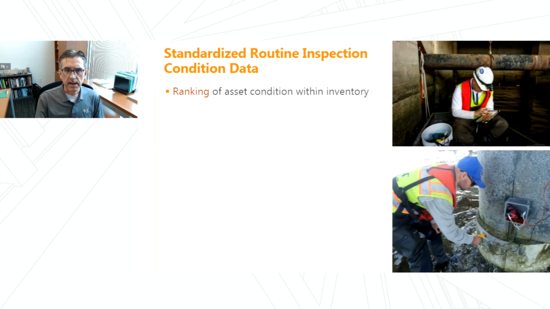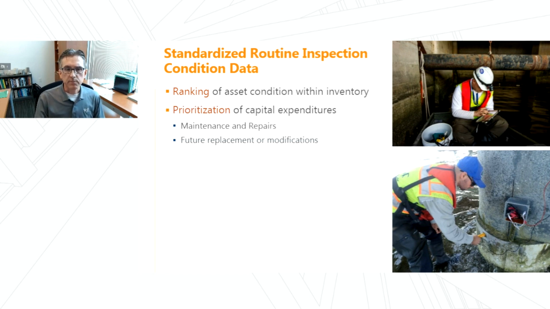I used the term standardized twice on the preceding slide. This is a very important part of doing a routine inspection, since ultimately the goal is to get a comparison of asset condition between asset A and asset B and asset C. And that helps us with the prioritization of capital expenditures for repairs, future replacement, or modifications.